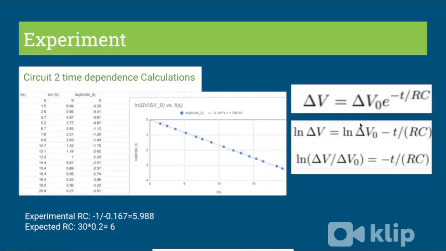Here we have time-dependent voltage across a discharging capacitor. In this RC circuit, we had a 9-volt battery, a 200 microfarad capacitor, and a 30 ohm light bulb. First, I had to measure the voltage across the capacitor discharging, then record voltage and time, and plot the data. I then calculated the line of best fit and the time constant, which was 5.998 versus the expected 6. I did this by using the two equations on the left.